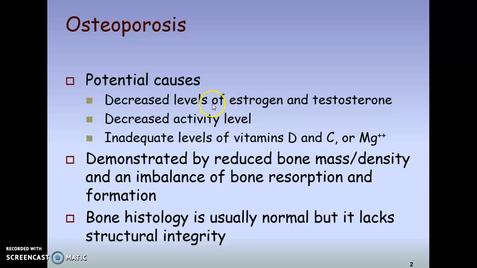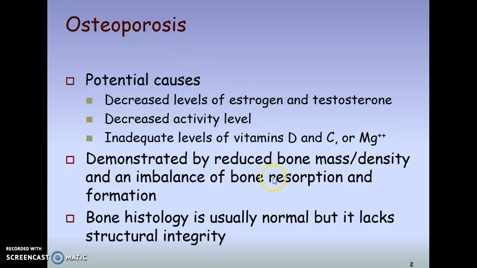is going to be hormonal in nature. Right? As a person ages, there are decreased levels of estrogen and testosterone being produced. That will affect the bone activity. Decreased physical activity, because physical activity helps to jar the bones and activate those bone cells. And then inadequate levels of vitamins D and C, and even magnesium, as those play a role in maintaining proper bone architecture.